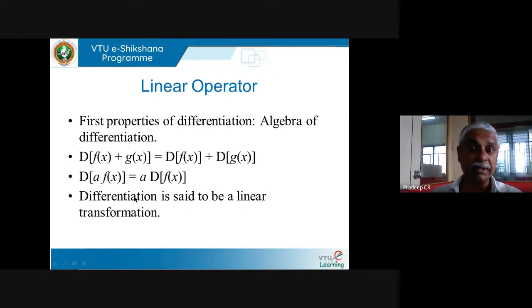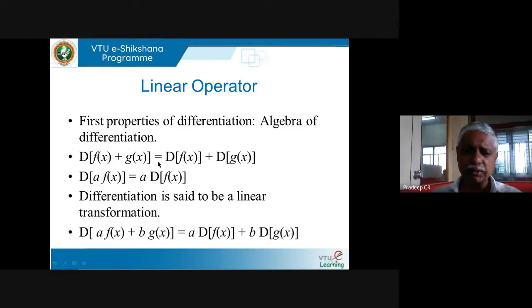I will call it differentiation. I told you differentiation is a transformation. It transforms a function from one type to another type. In addition to that, it has this property that D of f plus g is df plus dg, and D of a times f is a times D of f. Because it has these two properties, I call D a linear transformation. I will not tell you why it is so, but this is just the definition.